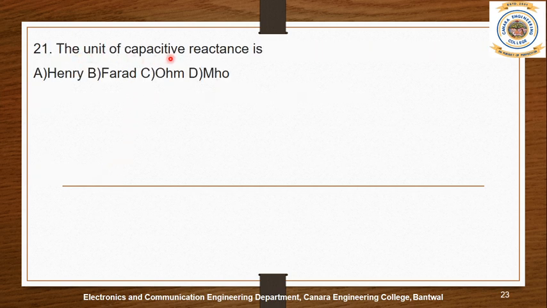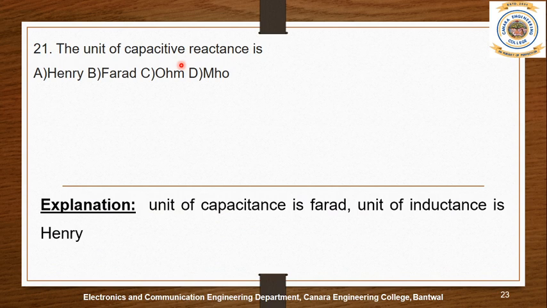The unit of capacitive reactance is. The unit of capacitance is farad, Henry is the unit of inductance, ohm is the unit of impedance or resistance, mho is the unit of conductance or admittance. Here capacitive reactance is something like a resistance. So the unit is ohm, option C.